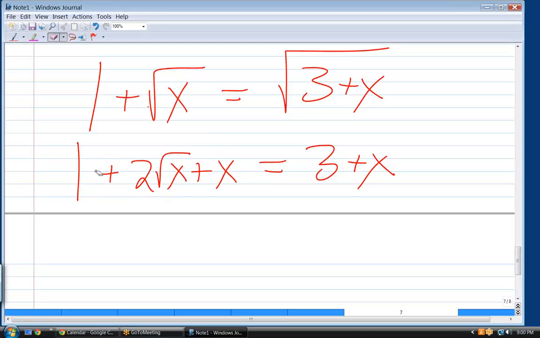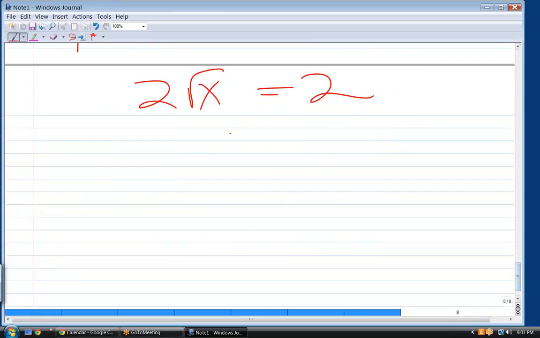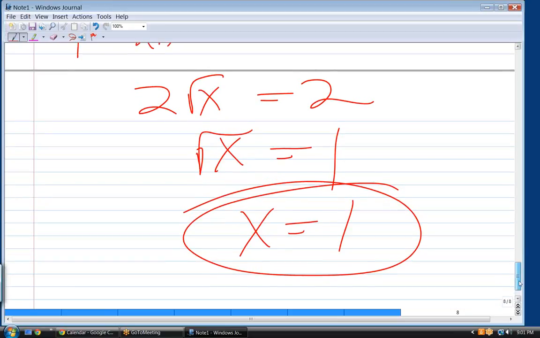Okay, well, the first thing I can see about this is I can cancel these x's, right? Yeah. And subtract x from both sides, which leaves that. Now let's subtract 1 from both sides. So I have 2 radical x equals 2. Now divide both sides by 2. So we have radical x equals 1. So then x is just going to equal 1.